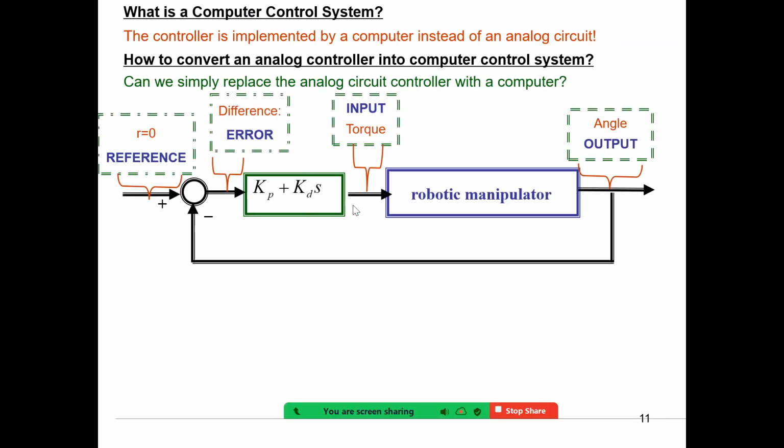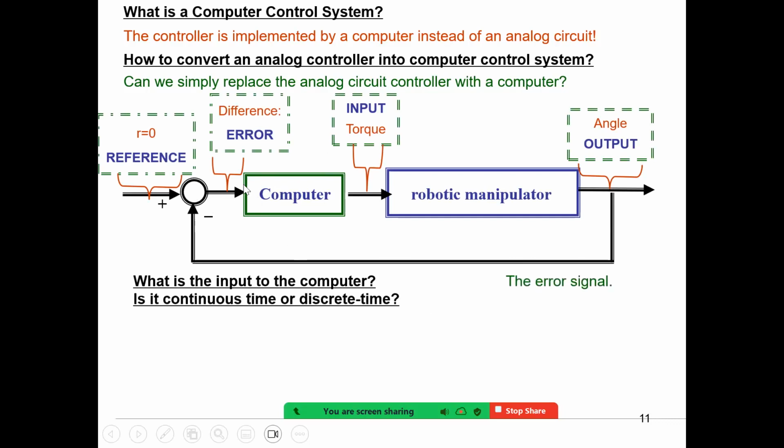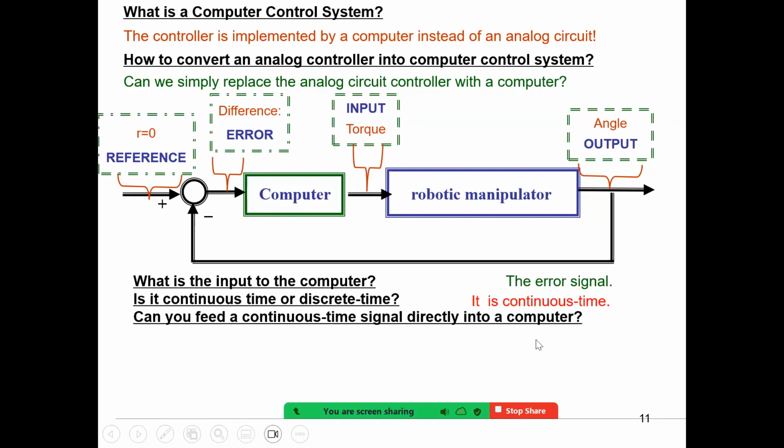Let's say you implement a PD controller with some circuit, and then for computer control, I just replace it by a computer program. Does that work? Let's check out all the signals. In this configuration, what is the input to the computer? The error signal. But is the error signal continuous or discrete time? It is a continuous signal. But can you feed a continuous signal directly into the computer? You cannot.